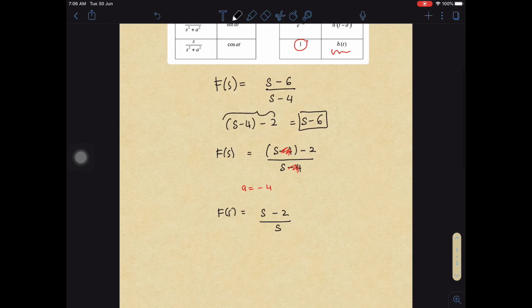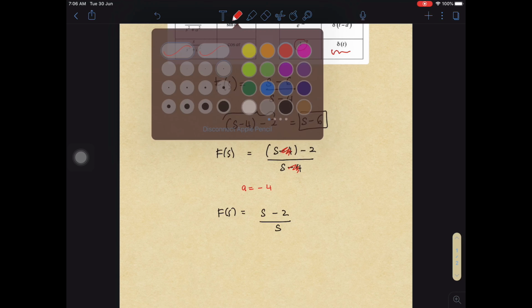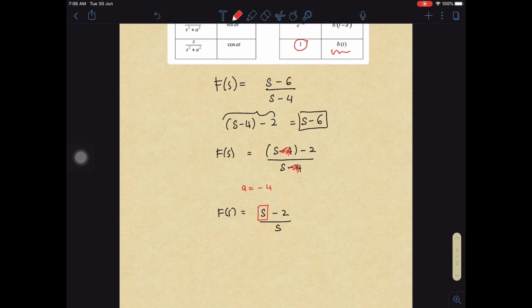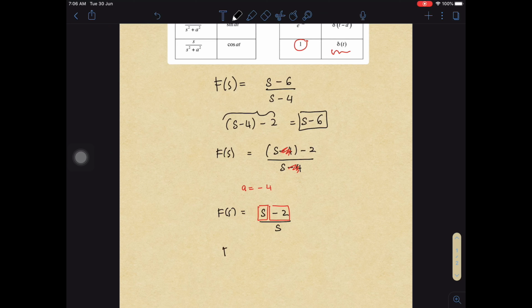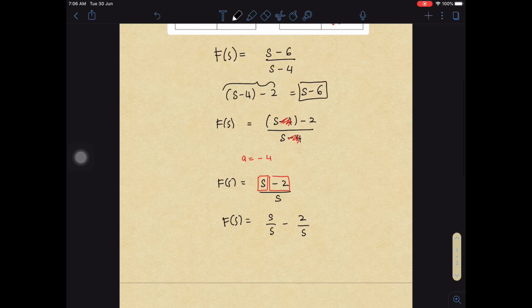Here you have two different terms in your numerator, so let's make them separate fractions. You can rewrite your F(s) as s over s minus 2 over s. And s over s is equal to 1. So you have your F(s) equal to 1 minus 2 over s.